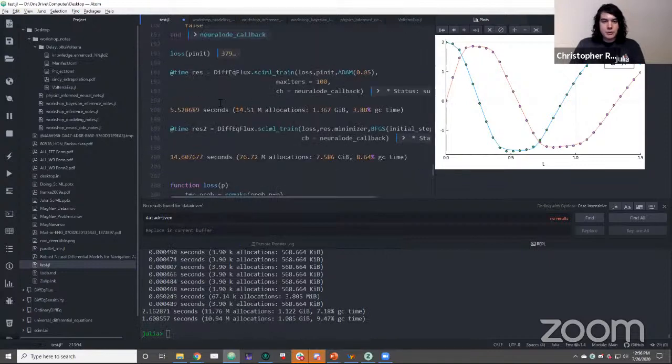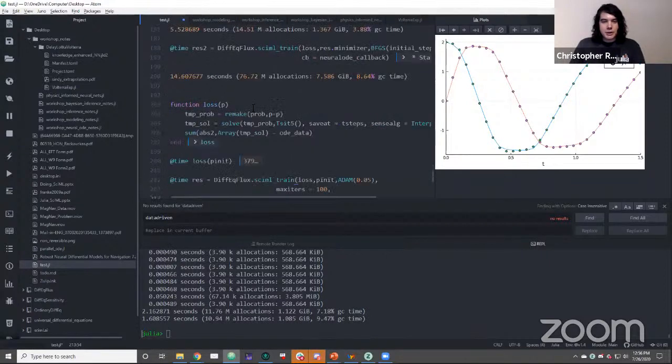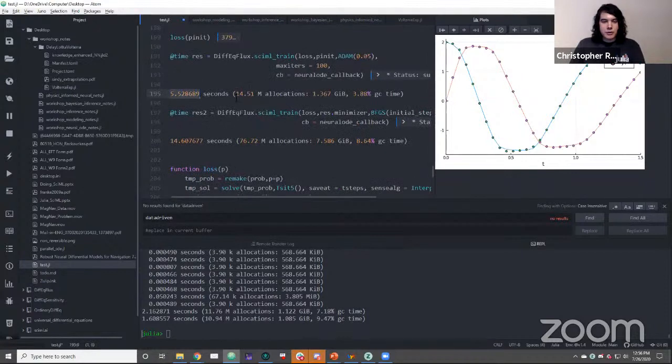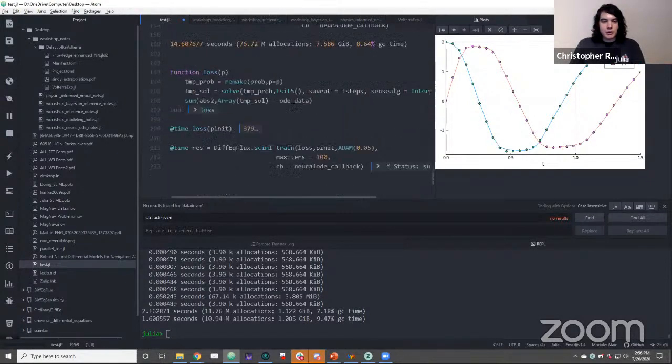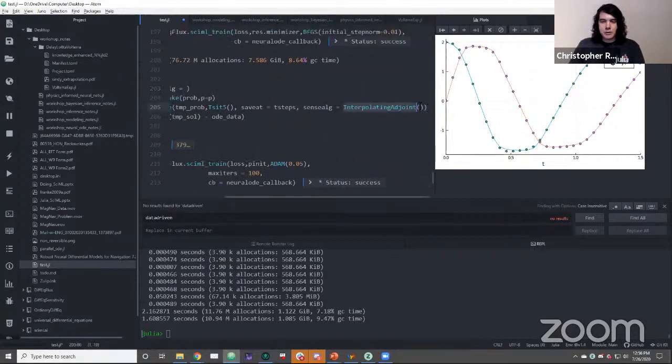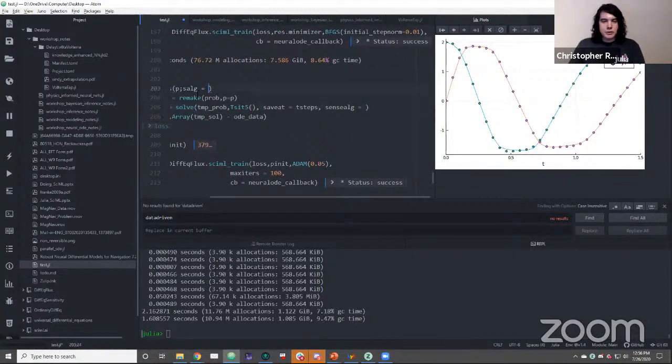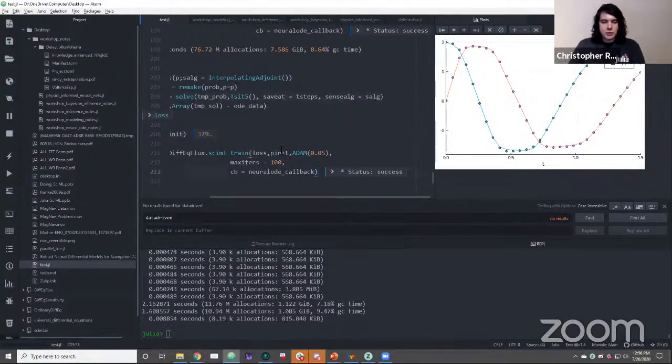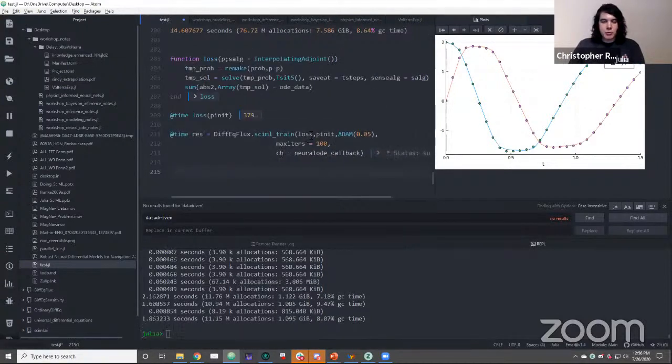So how did that do? Before it was at, let's see. Oh, I cut out all the printing here, so let's use this as our starting point. So we have sensealg equals InterpolatingAdjoint, and I'll throw this in here. Now I'm just going to use a bunch of anonymous functions to swap around which sensitivity algorithm I'm using.